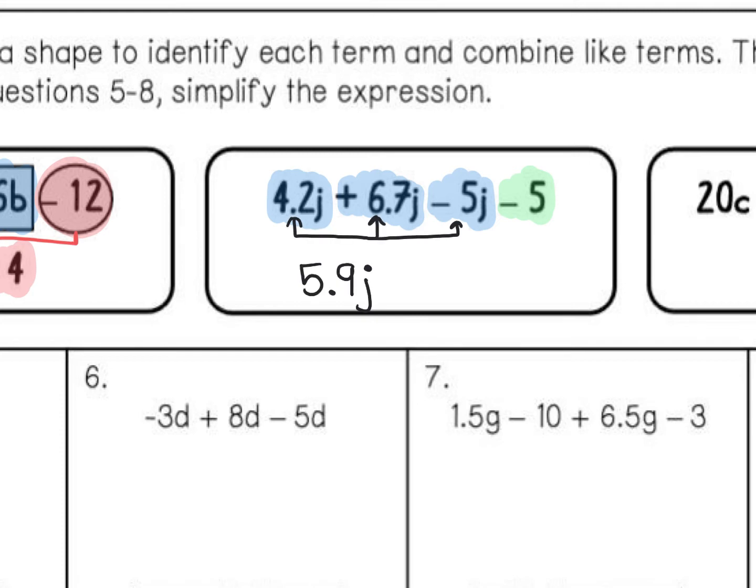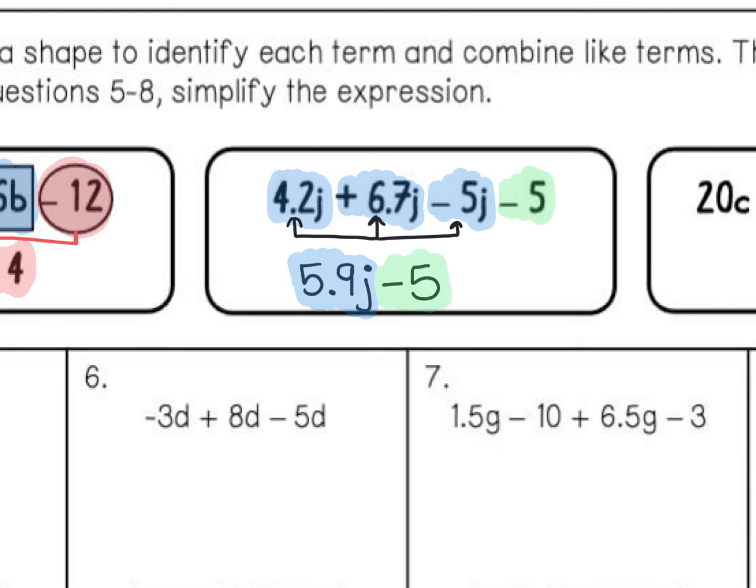My second one, though, that negative 5. Do I have any other green ones? No. That's the only one I have. So if that's ever the case, you just keep that term. Just bring it straight down like it is. So I put minus 5. So this was my combining like terms that had the variable J. And this one was my constants.